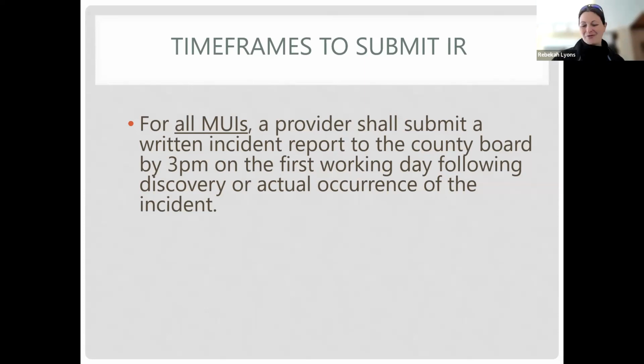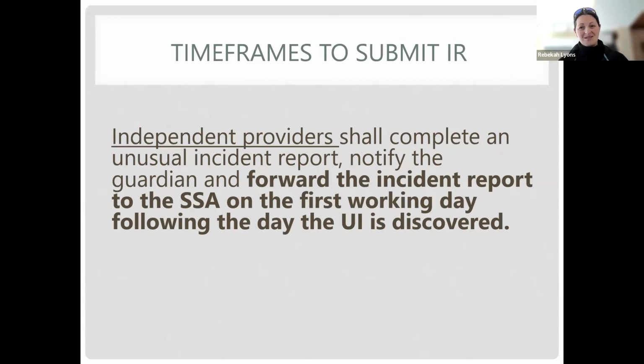So if something happens this afternoon, I'll need that report by 3 p.m. tomorrow, or sooner, preferably. For submitting an unusual incident, this is where it gets a little dicey, because it depends on whether you're an independent or an agency. An independent, if you have an unusual incident, again, those 10 categories, the fall, the ER visit, the low-level incidents, needs to notify the guardian and forward the report to the SSA on the first working day following the day the UI is discovered. Remember, MUI is 3 p.m. the next working day, UI is the next working day. There's no time frame between the two.